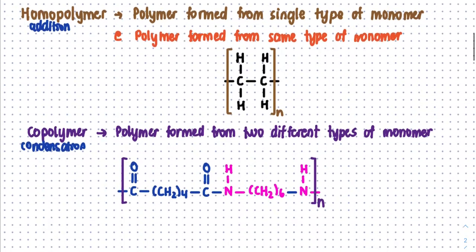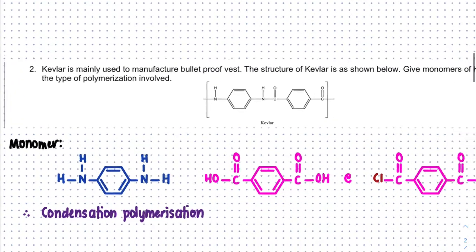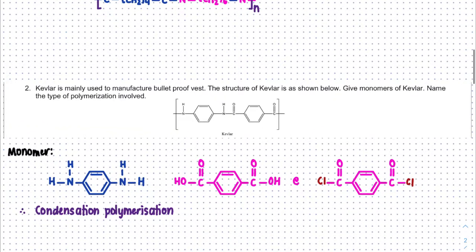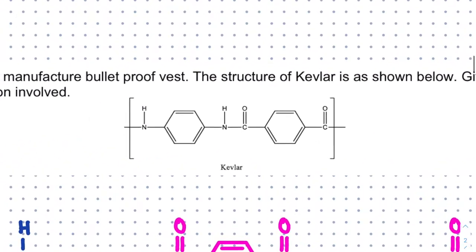Okay, next question we will look at. So here it mentioned that Kevlar is mainly used to manufacture bulletproof vests. And the structure of Kevlar is as shown below. Give the monomers of Kevlar and name the type of polymerization involved. Okay, so when we look at the structure, this is the structure of Kevlar. So from here we can see 2 different functional groups.